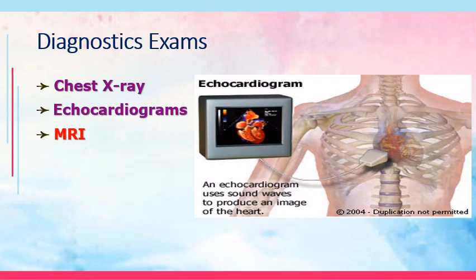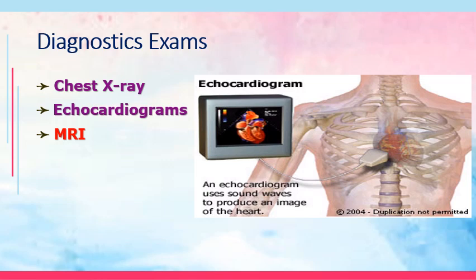Diagnostic examinations. You have the imaging studies: your chest x-ray, your echocardiogram, and your magnetic resonance imaging. Your chest x-ray can be used to visualize the heart. It could help you determine the size, the contour, the position of the heart. It may help us identify some physiologic alterations. It can also help us identify ventricular hypertrophy or enlargement of some of the chambers of the heart. It can also confirm the presence of pacemaker and pulmonary catheters. That's the purpose of your chest x-ray.